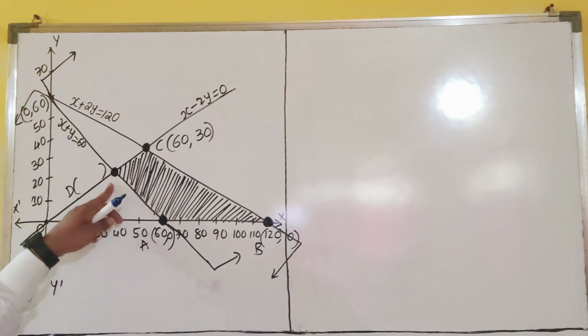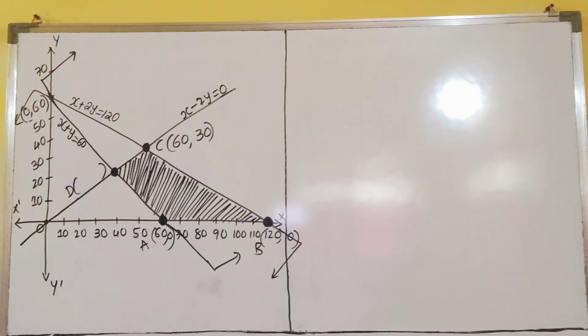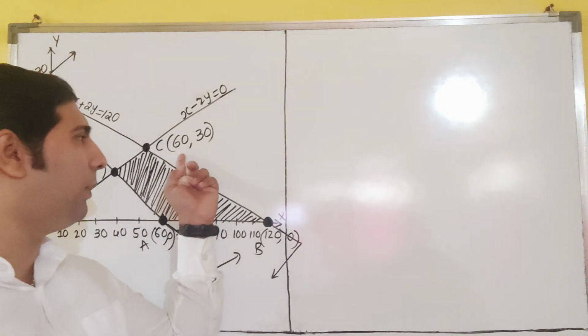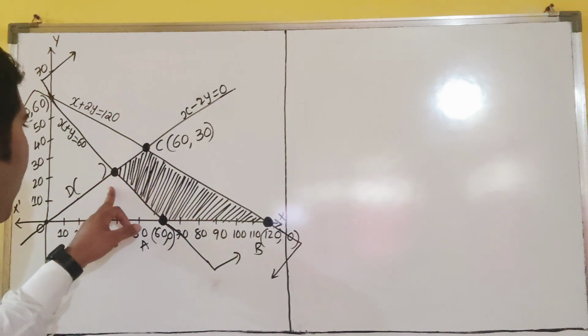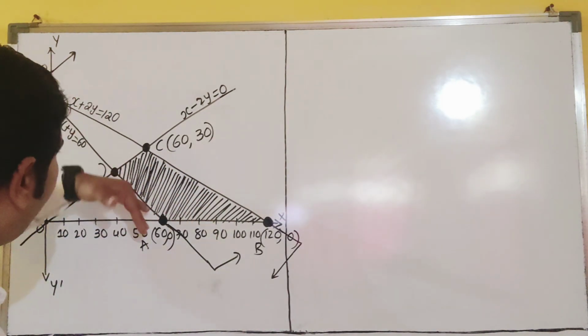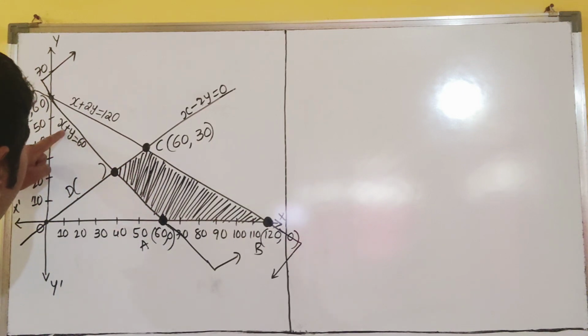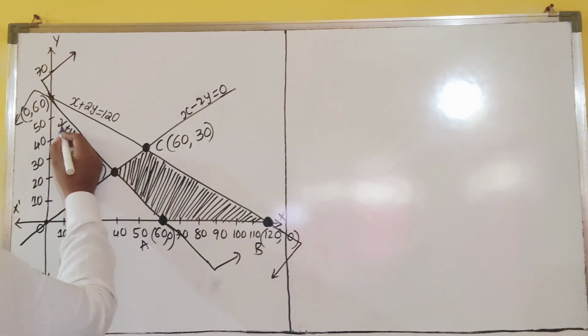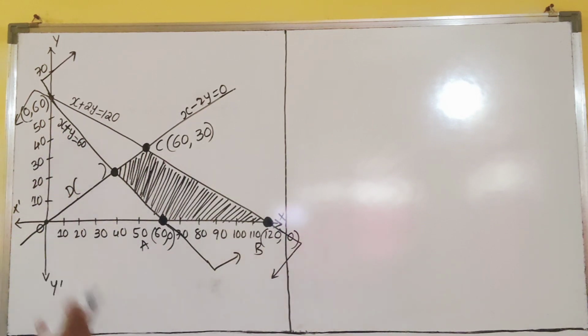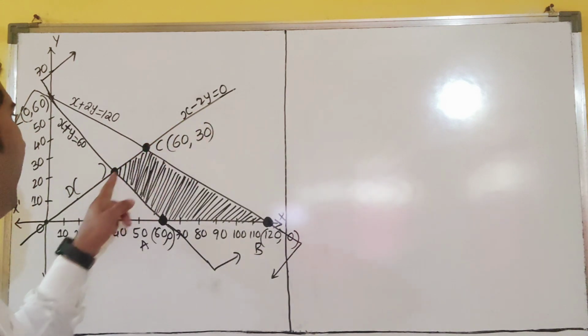Next point, this one I have to find. These 4 points are there. So already we got 2, 1, 3. So one more is there now. So D, how to find, you see. D, this point is meeting with which line? X plus y. This is x plus y. Don't get confused. This is x plus y. X plus y is equal to 60 is meeting with which line?